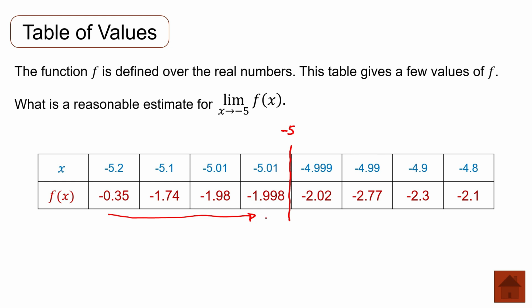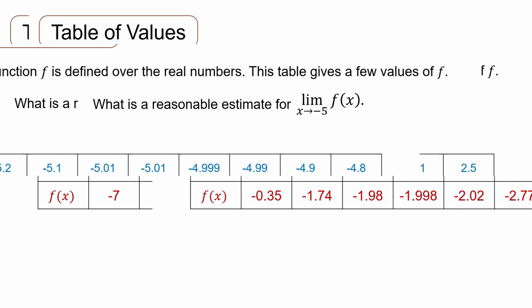I believe it's approaching negative 2 from the left side. Now if you look at the right side, the values are approaching negative 2 as well. Now notice that they are equal. So meaning the answer of this one is negative 2. Right? So the left hand limit and the right hand limit should be equal.